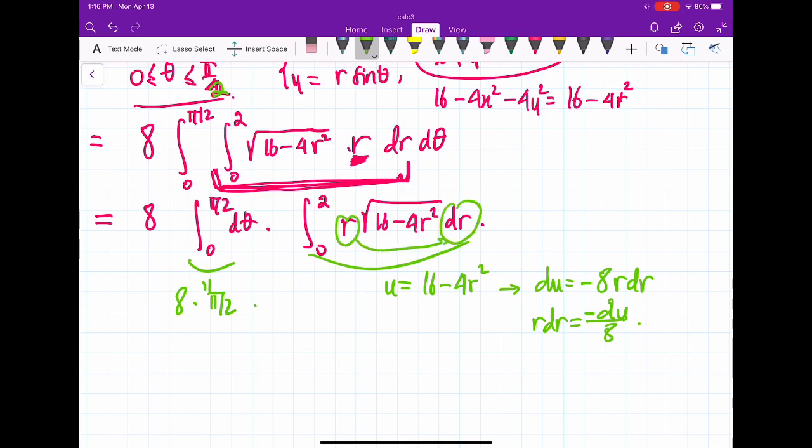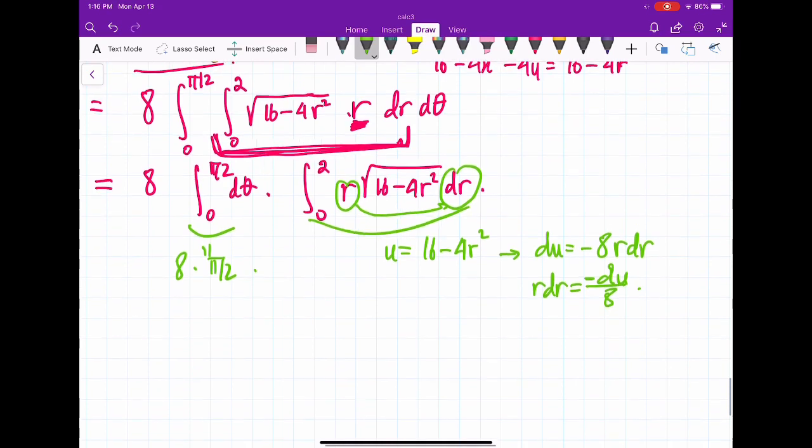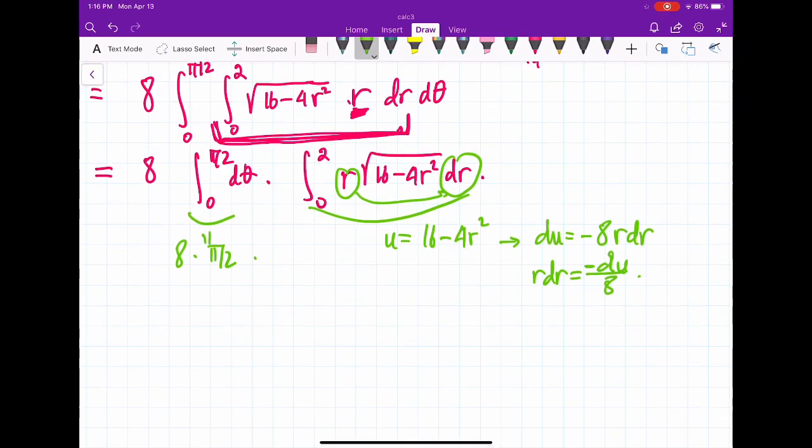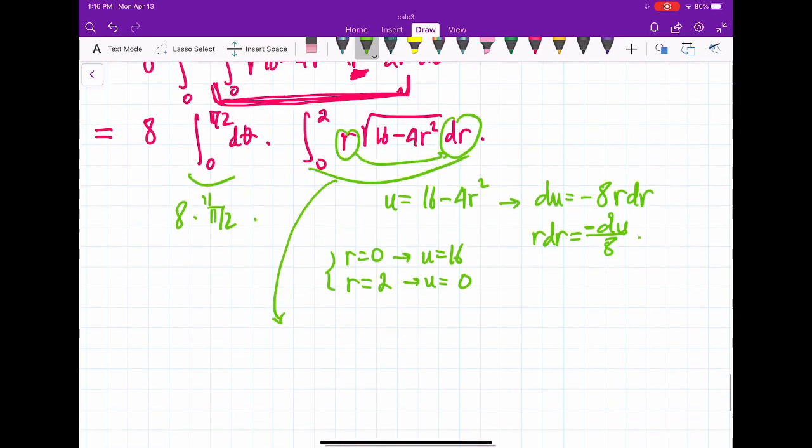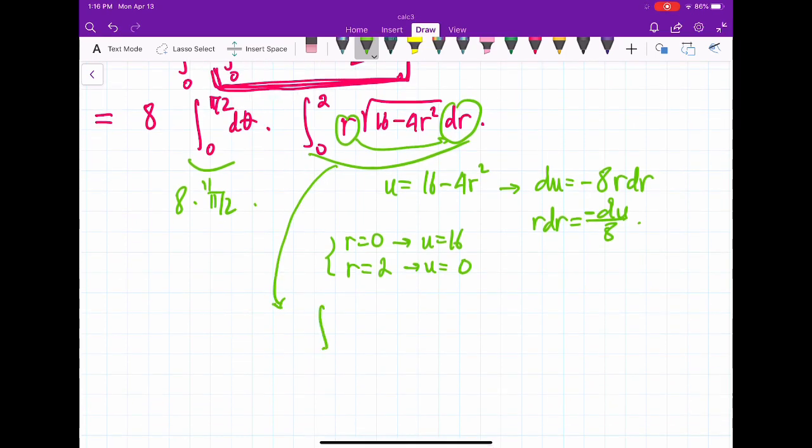We do substitution. And if you want, you can change integration limits right away. When r equal to 0, u equal to 16. When r equal to 2, u equal to 0, right? So the second integral is equal to integral from where? From 16 to 0, right? You need to keep the order right here because, you know, r equal to 0 corresponds to 16.